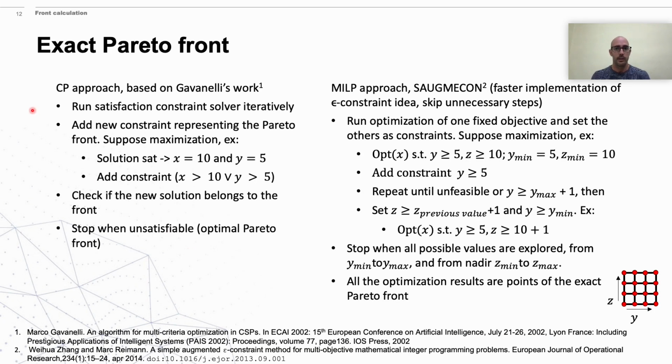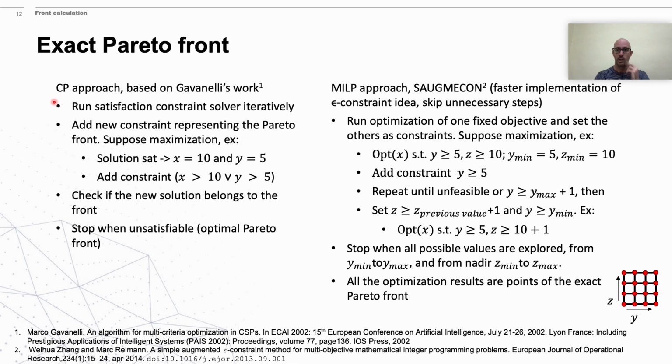Okay, in addressing this multi-objective problem, a key aspect is the strategy for generating the Pareto front. We have employed two distinct strategies capable of finding the exact Pareto front if given sufficient time. For the constraint model, we employ Gabanelli's approach. This strategy consists in running a satisfaction constraint solver iteratively. In each iteration, we make sure that at least one of the objectives is improved compared to the previous iteration.